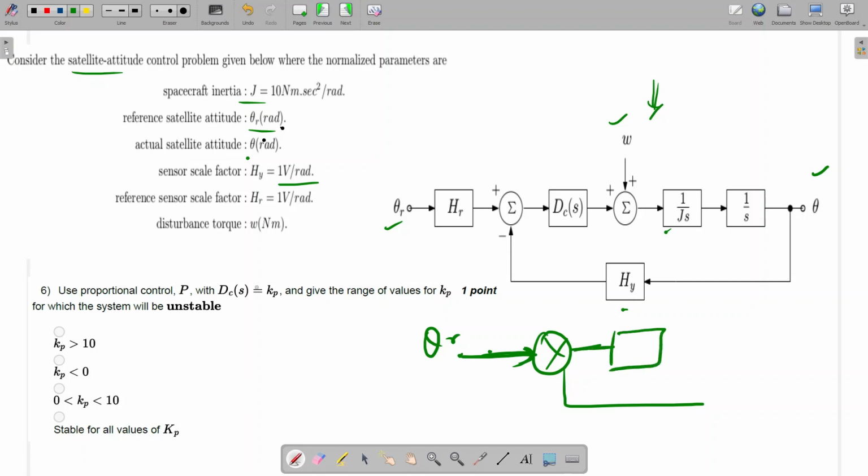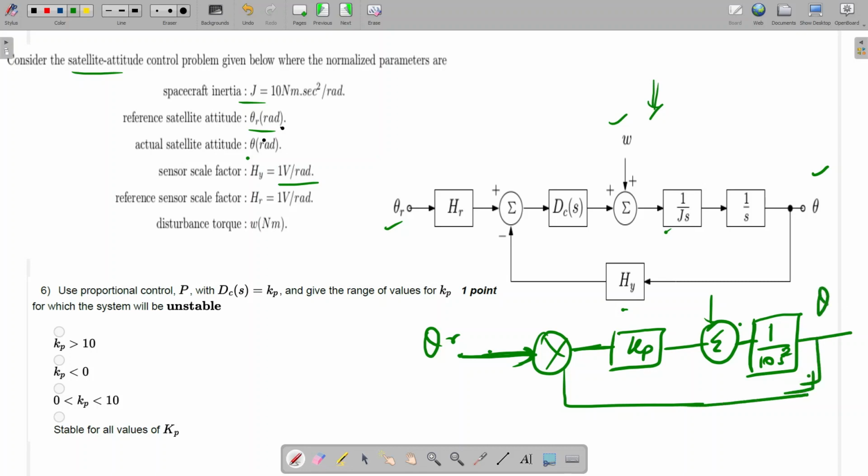If D_c(s) is Kp, we have to put Kp here, and this also is a summer block, with the disturbance input. And here what we have to multiply, we can multiply 1 by 10s into 1 by s, so 1 by 10 s square. Okay, and this is theta. Is it clear up to now?